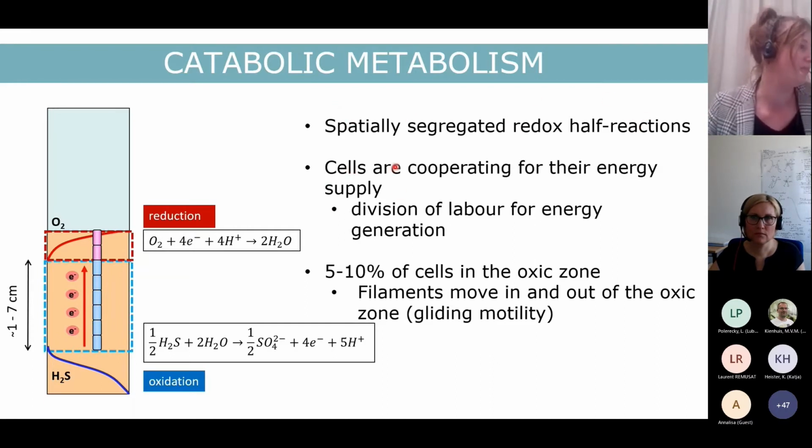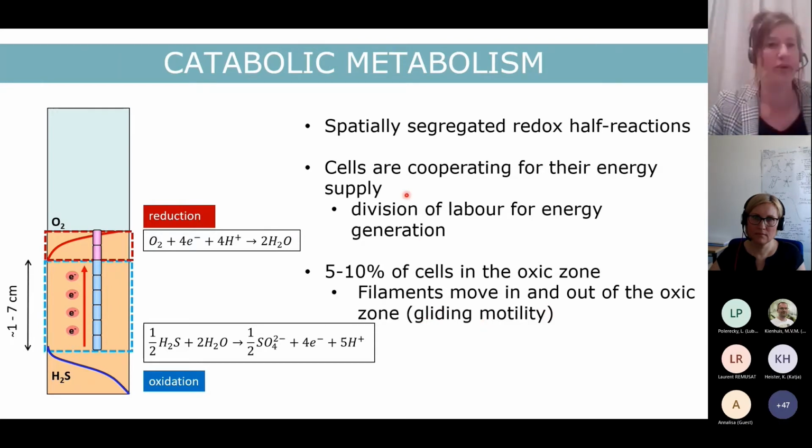So all these cells within the filament are cooperating for their energy supply. There is a clear division of labor between the cells residing in the oxic zone and the cells in the suboxic zone for energy generation. For this presentation, it's important to know that usually around 5 to 10% of the cells reside in the oxic zone. And these filaments can move in and out of the oxic zone, so they have some sort of gliding motility.